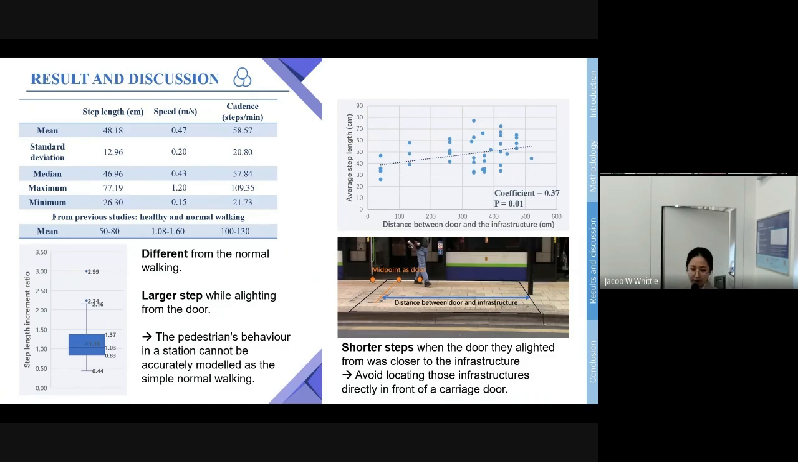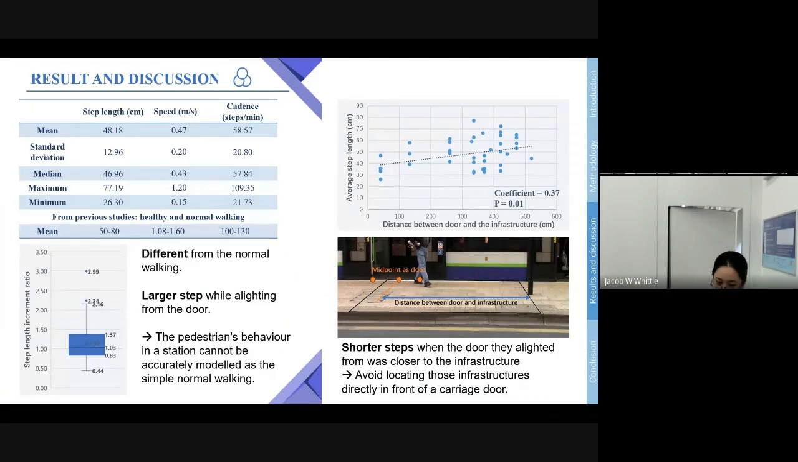At last, I got some results. In the first table, we can see that the gait parameters, or the walking behavior, of alighting people is quite different from normal walking. And the box plot below shows that people take larger steps while alighting from the door. It indicates that pedestrian behavior in a station cannot be accurately modeled as simple normal walking.